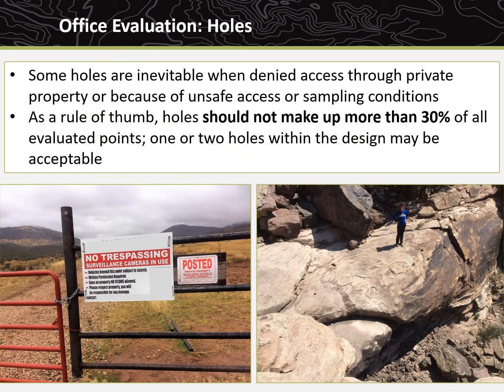Some holes are inevitable, resulting from being denied access through private property or because of unsafe access or sampling conditions. As a rule of thumb, holes should not make up more than 30% of all evaluated points, excluding non-target points. Depending on the objective sample size, 1 or 2 holes in a sample design are generally acceptable. The number of holes can be found throughout the sample season using the sample size dashboard.